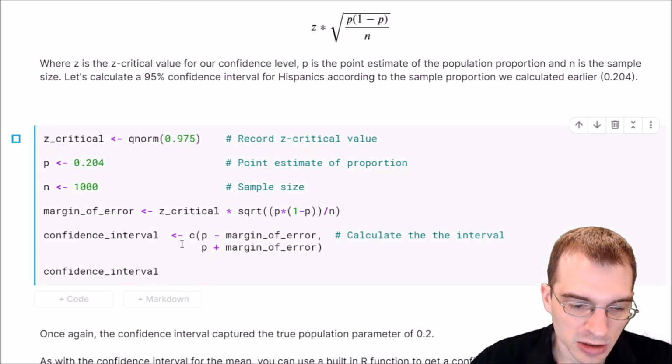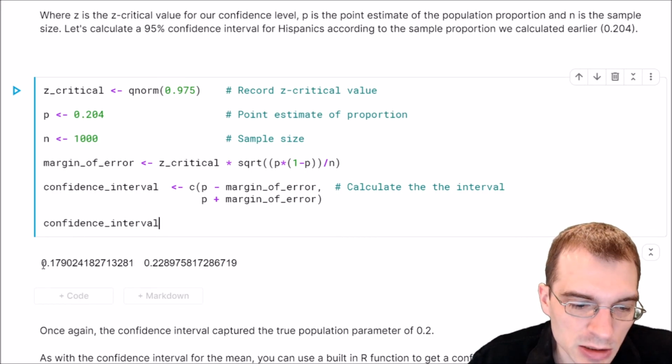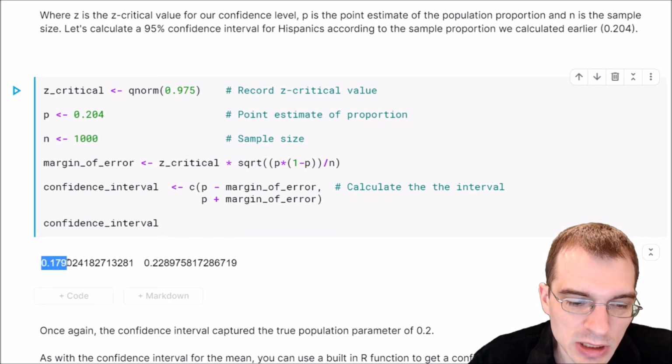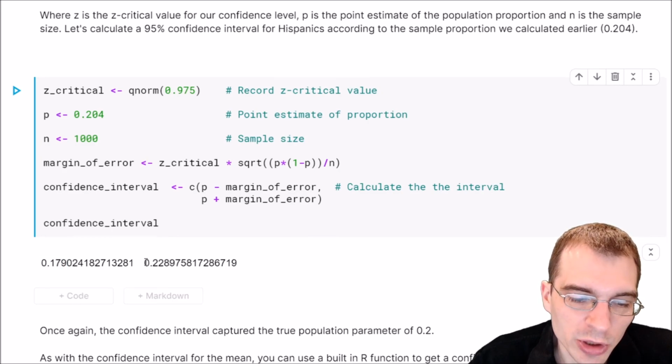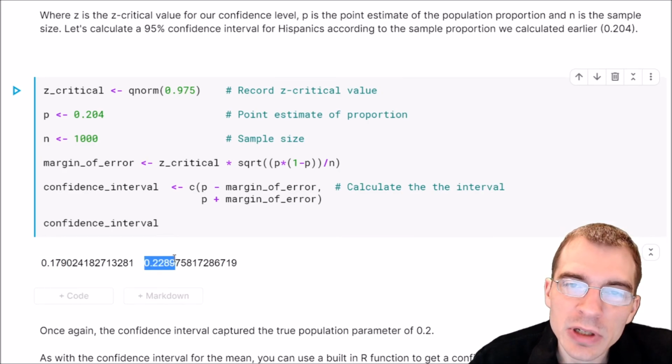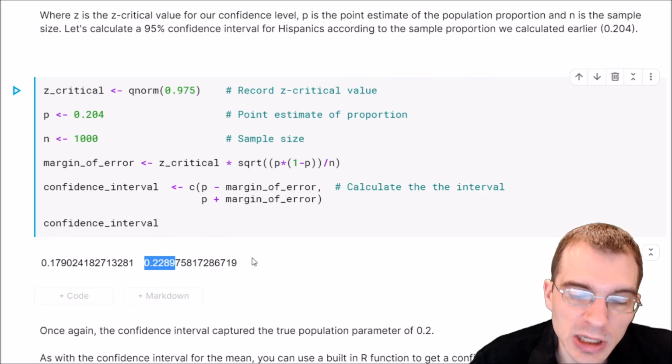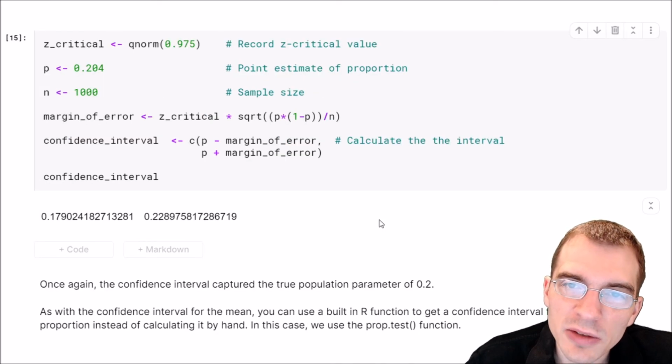So we'll run that. So our result after running this is about 17.9% to 22.8%. So our confidence interval thinks that the true population proportion is in that range. Well, it is in that range because we know that the true proportion, the way we set up the data, was 20%.